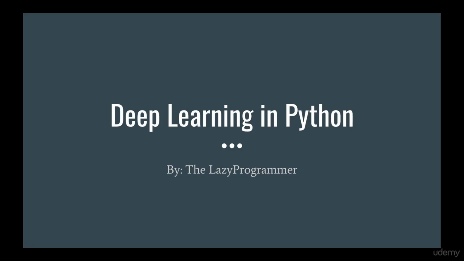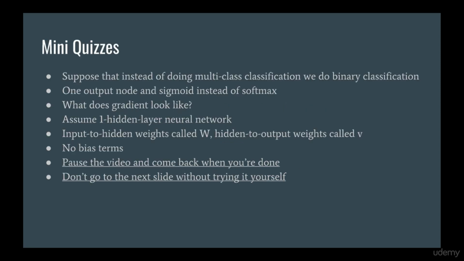Hey everyone, and welcome back to this class, Data Science, Deep Learning in Python, Part 1. In this lecture, we are going to do a few mini quizzes on training. Suppose that instead of doing multi-class classification, we do binary classification. So we use one node for the output, and we use a sigmoid instead of a softmax. What does the gradient update look like?